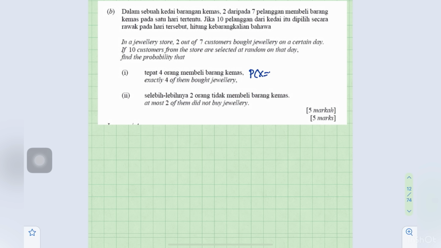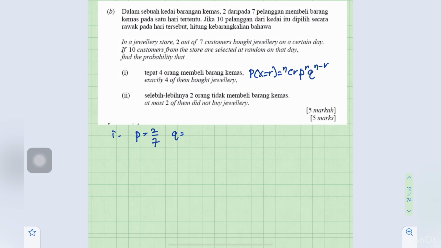Okay, so P(X equals r) equals nCr, p power of r, q power of n minus r. So, first of all, we need to identify the probability of success, probability of failure and the value of n. So, dekat sini dia kata 2 out of 7. So, maksudnya p dia 2 over 7. Okay. So, probability orang yang bought jewelry lah.